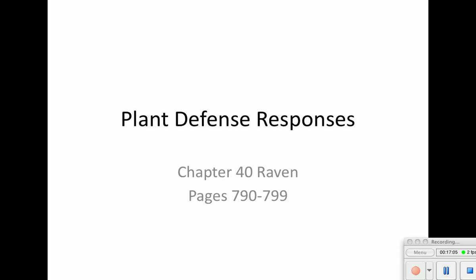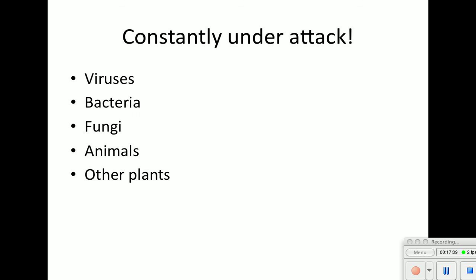Okay, so that's plant development. Moving on to plant defense responses. Plants are always constantly under attack. Farmers, you probably know this. There are many viruses out there. There's lots of bacteria, especially fungi. That's really taken a toll on plants. Animals, and then as well, plants are not only competing with these guys, but they're also competing with other plants for resources.